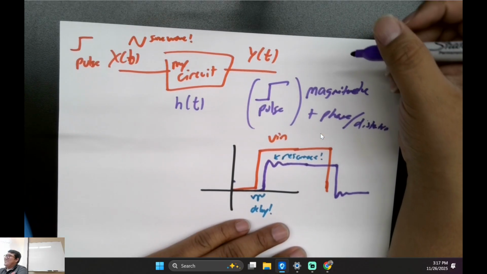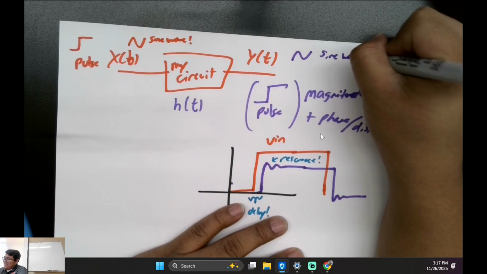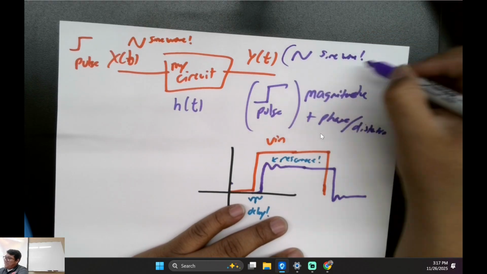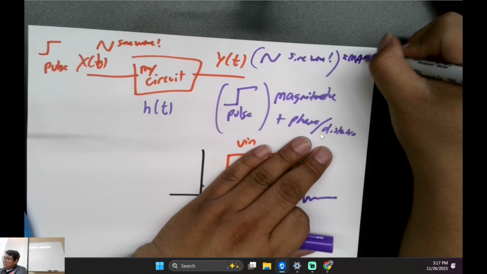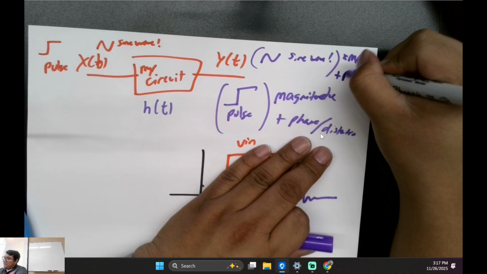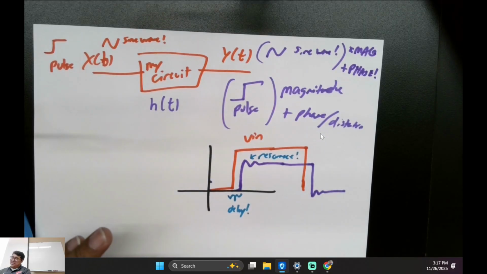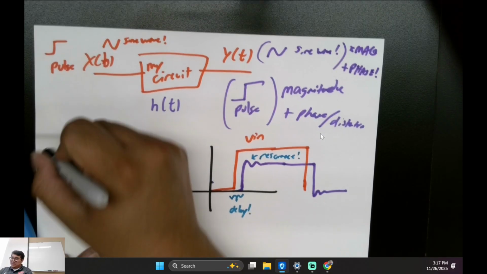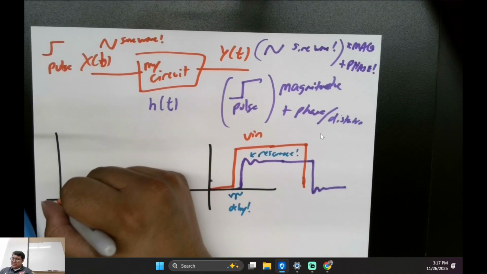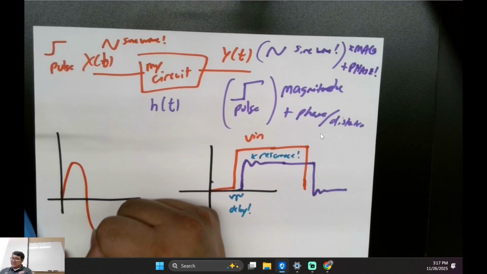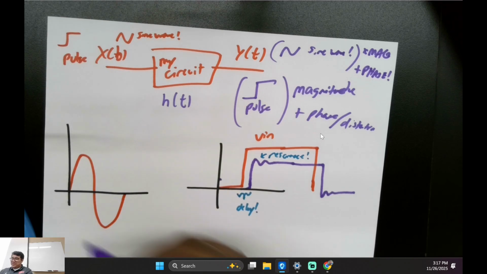A squiggly sine wave. Yeah, it's just whatever. Times some magnitude, and then plus some phase. Okay? So then you'll get to the point where, here, I'm going to do it again. And then here's your good old sine wave, right? Just does this, right?